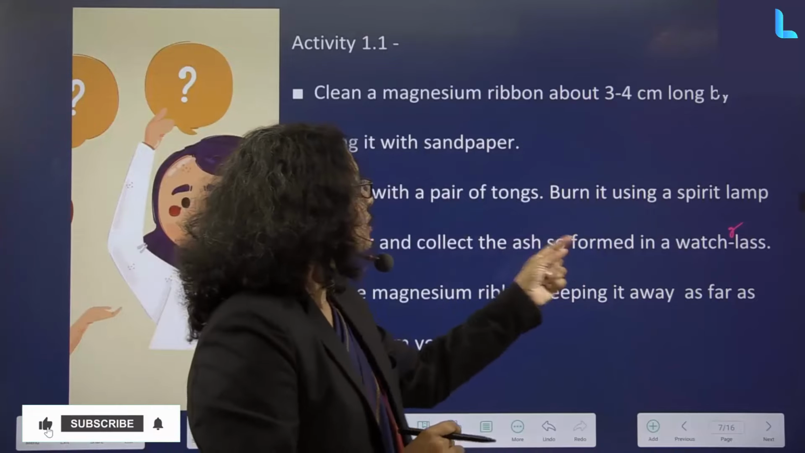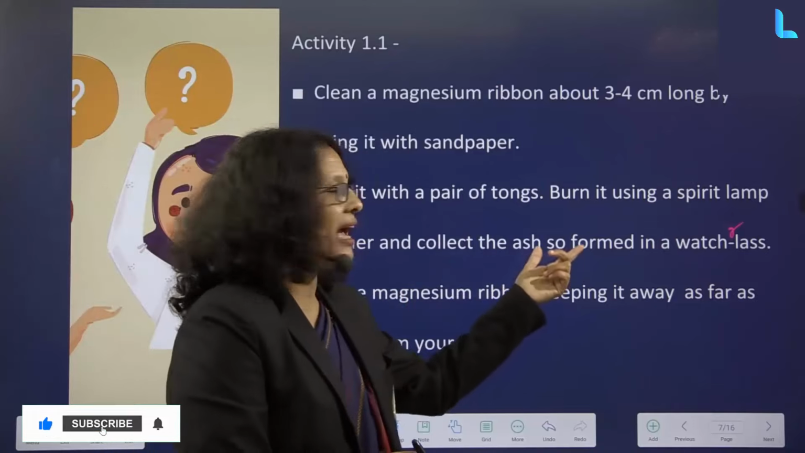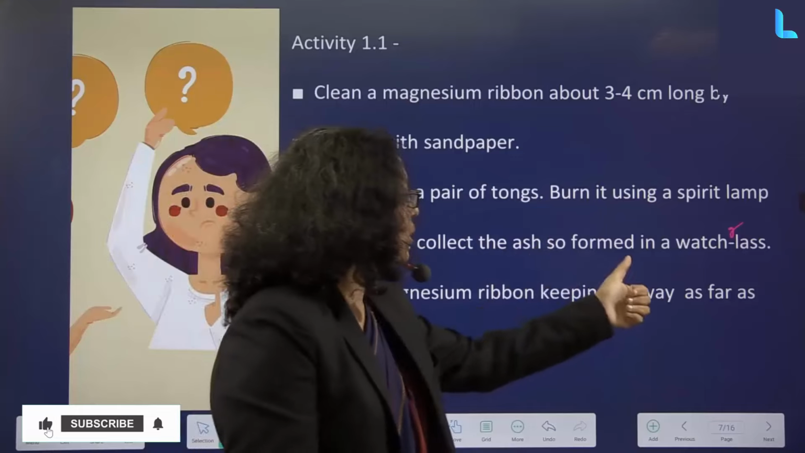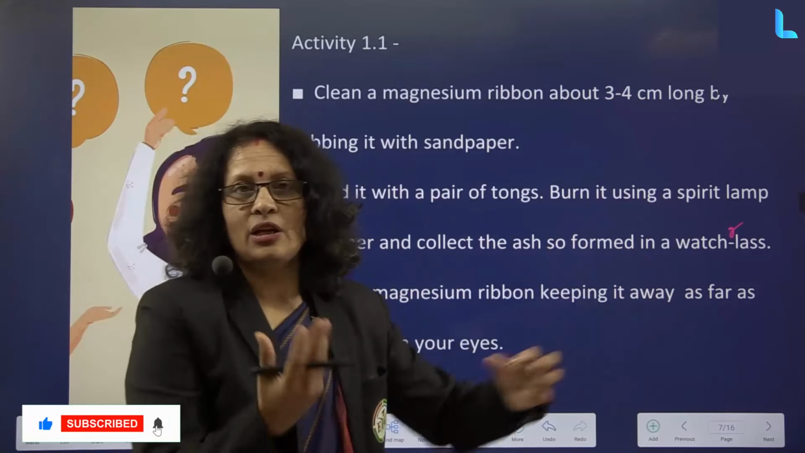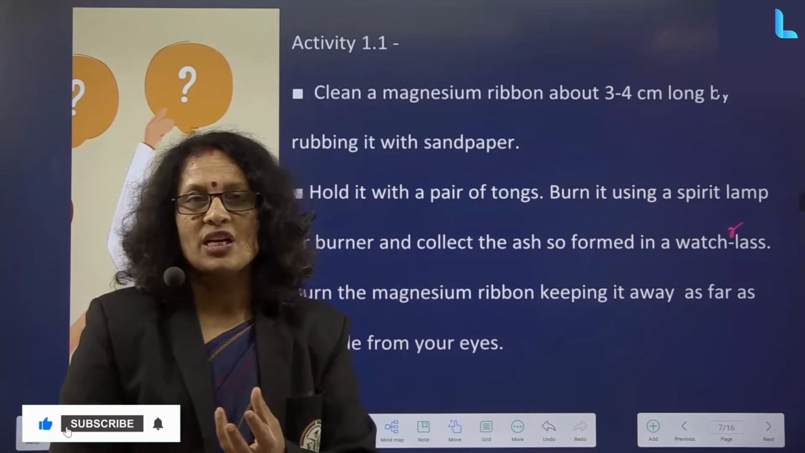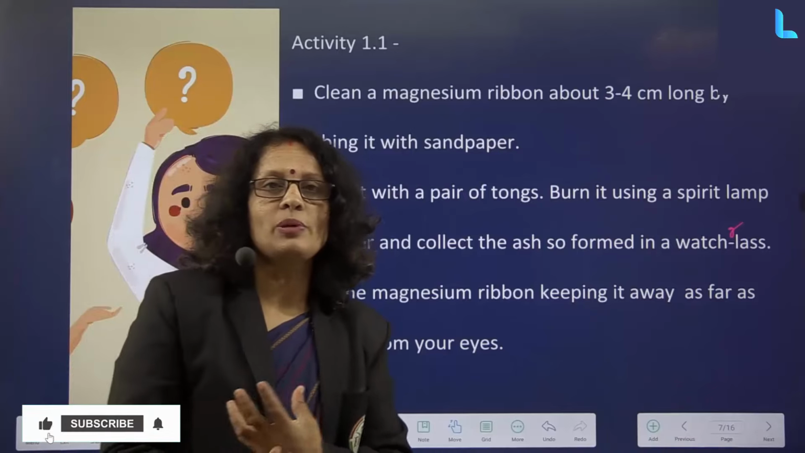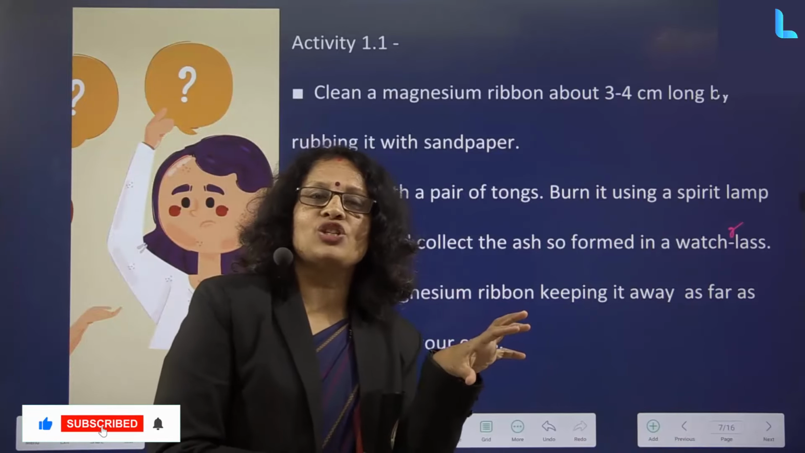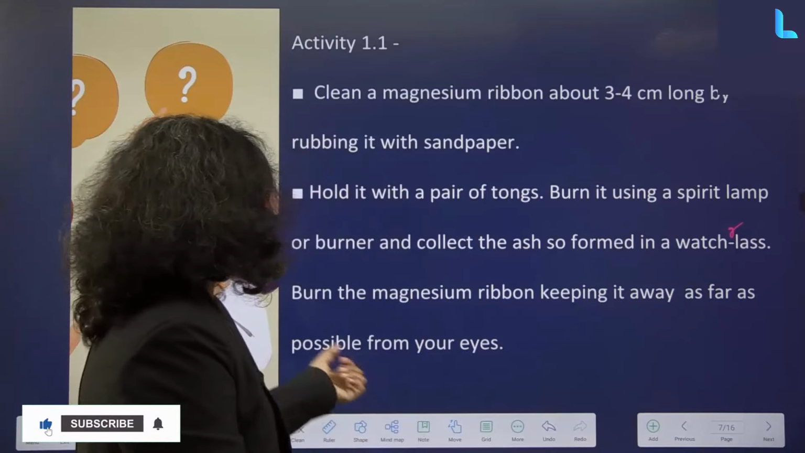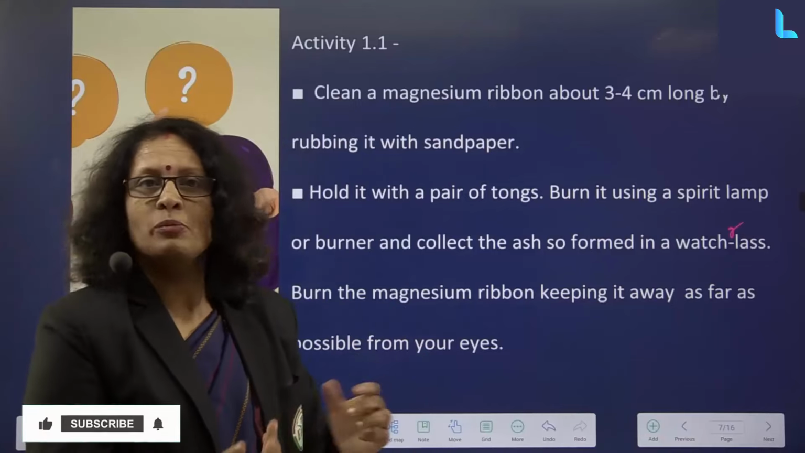Okay, burn it using a spirit lamp or Bunsen burner and collect the ash. What will happen when it burns? It will convert into ash, which is formed in a watch glass. A watch glass is a small glass plate. In that, the ash will be collected, and then it will be observed how the magnesium ribbon looked before and how it looks after burning. Okay, burn the ribbon keeping it as far as possible from your eyes.